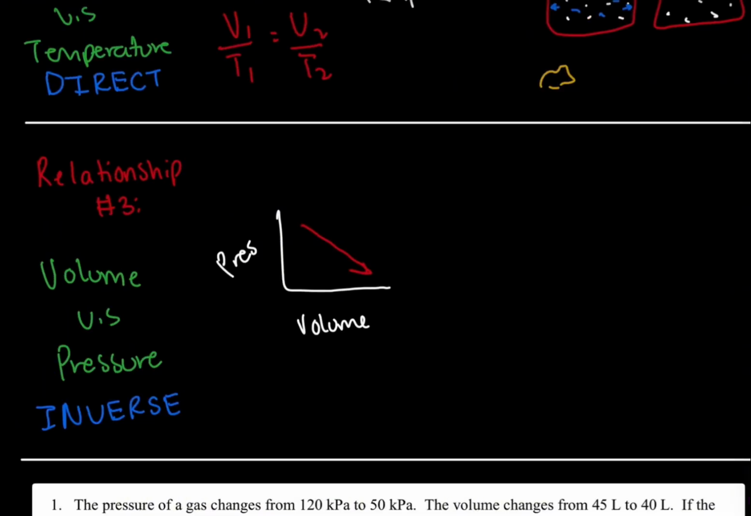Since in this case we're looking at the relationship between pressure and volume, we're going to ignore temperature. So the equation is going to look like this. It's going to look like P1 V1 equals P2 V2.